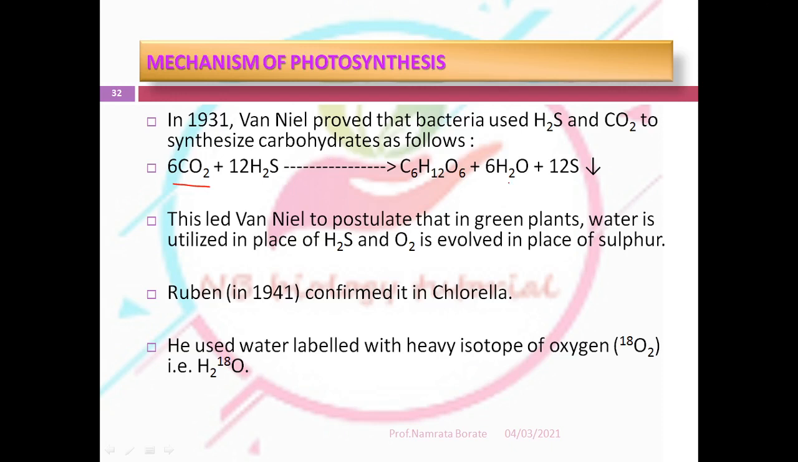So what's the normal equation? The equation is 6CO2 plus 6 water molecules, and there is a formation of C6H12O6 plus 6 oxygen molecules. But afterward, Van Niel in 1931 showed that photosynthetic bacteria do not produce oxygen, though they use carbon dioxide.